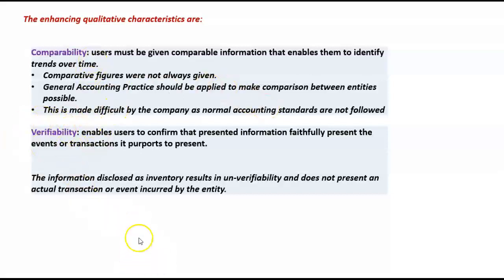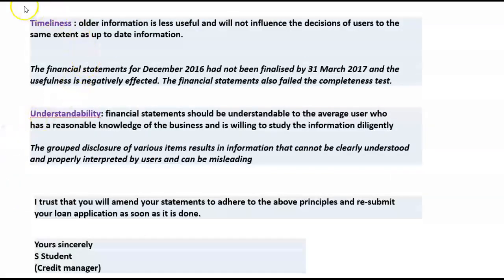And then verifiability enables the users to confirm that presented information faithfully represents the events or transactions it purports to present. The information discloses inventory, which results in unverifiability and does not present an actual transaction or event incurred by the entity.